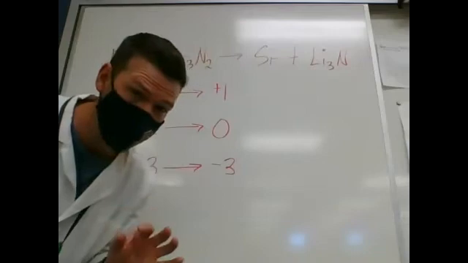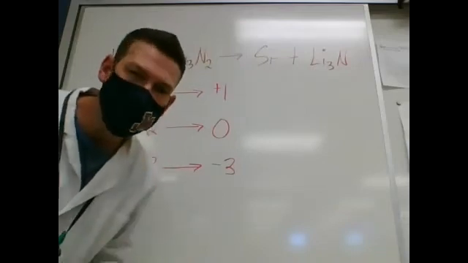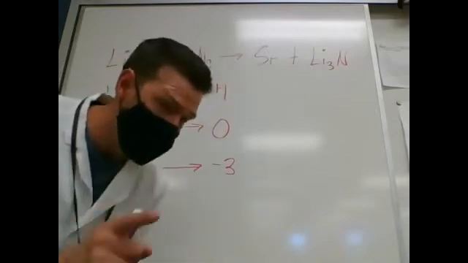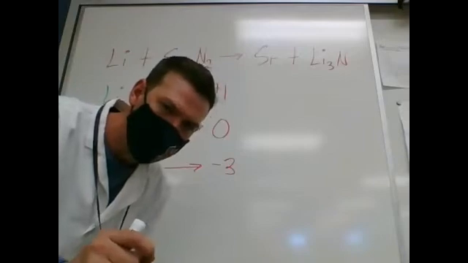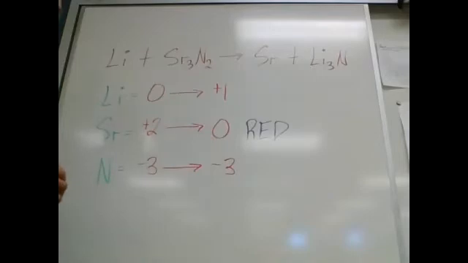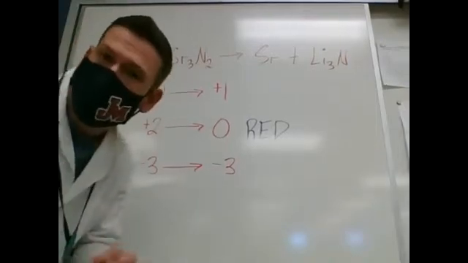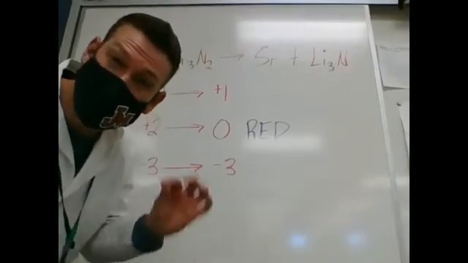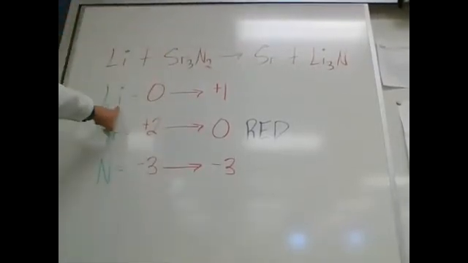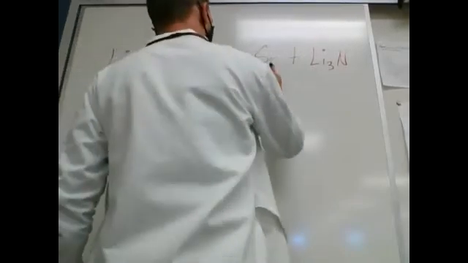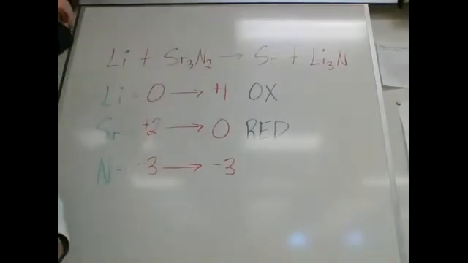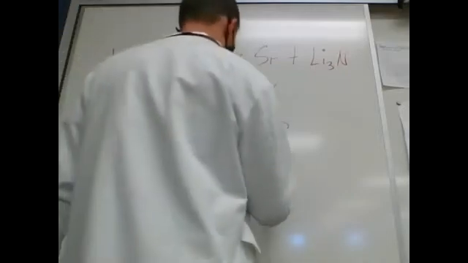Again, look at the definitions from slide 1. To be reduced is to gain electrons. To gain electrons is to become more negative. Who became more negative? Strontium. His number went down. To be oxidized is to lose electrons. To lose electrons is to become more positive. Who became more positive? Lithium. His number went up. Nitrogen did not do anything with his electrons, so who cares?